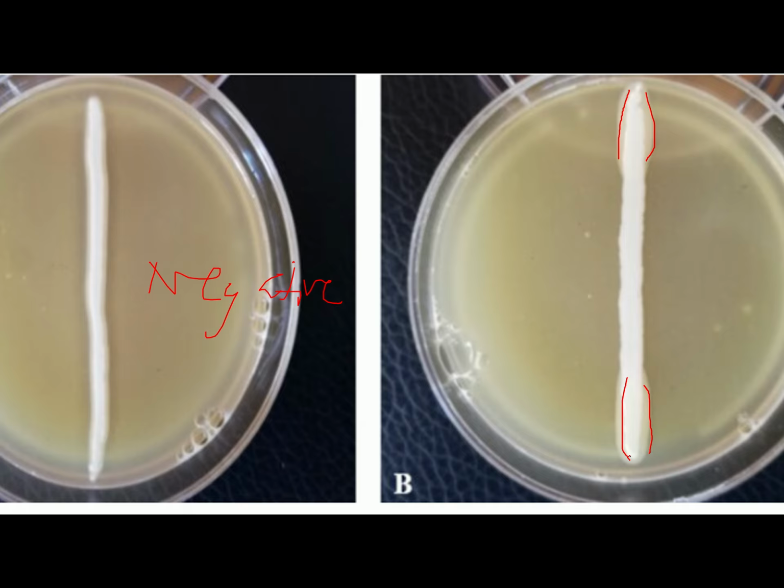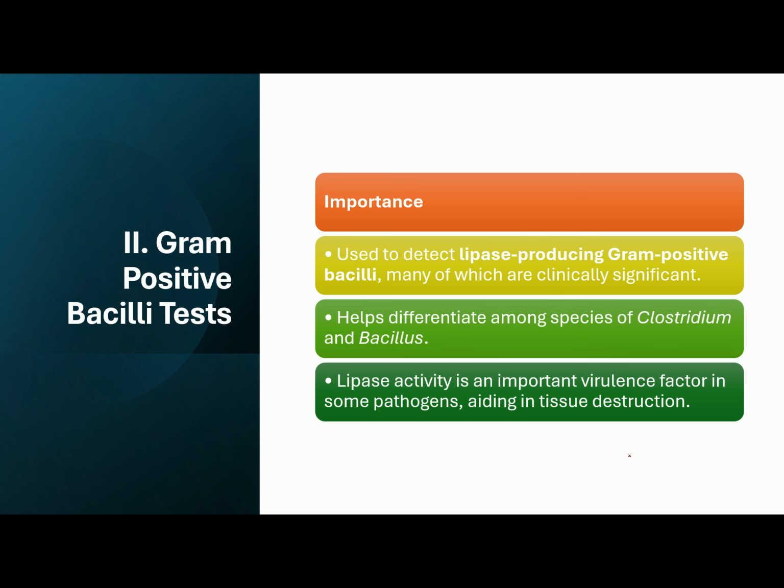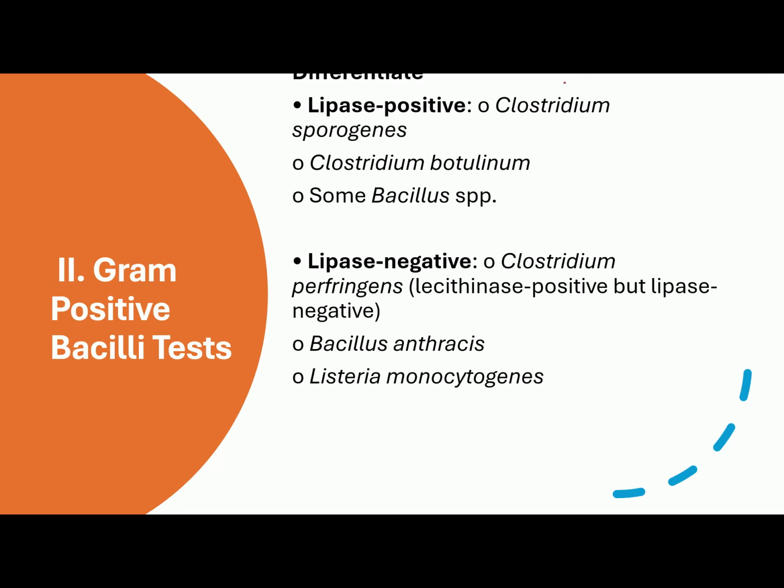That indicates a positive result. Used to detect lipase-producing gram-positive bacilli, and to differentiate among species of Clostridium and Bacillus. Important virulence factor in some pathogens, aiding in tissue destruction. So differentiates lipase positive: Clostridium sporogenes, Clostridium botulinum, and some Bacillus species. Negative, class, are your perfringens, anthracis, and Listeria monocytogenes.